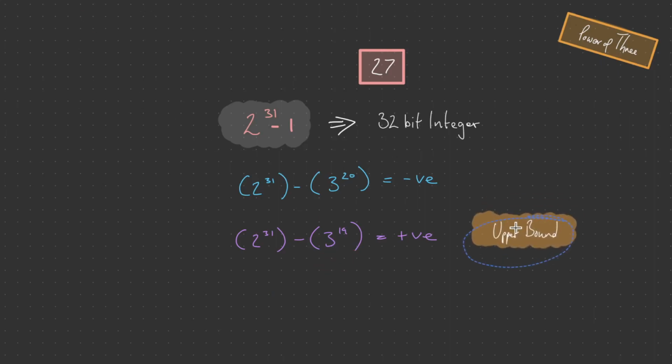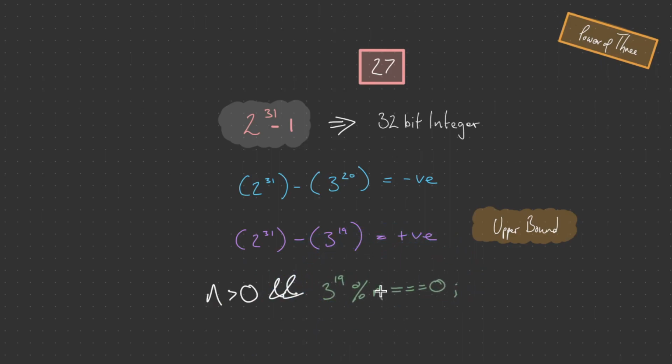So we can use this as our upper bound, in which case we need to check that n is greater than 0, and that 3 to the power of 19 is divisible by the number in question. If it is, then we know that n is a power of 3. Just to reiterate, 3 to the power of 19 is the largest power of 3 within our limit of 2 to the power of 31, the 32-bit integer. If it is divisible by our number, so we use modulo, and the result equals 0, we know for a fact that this number is the result of raising 3 to the power of x. Because the upper bound is set and always constant, the time complexity for this is O(1), constant.